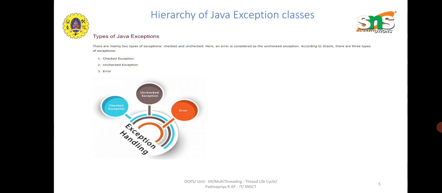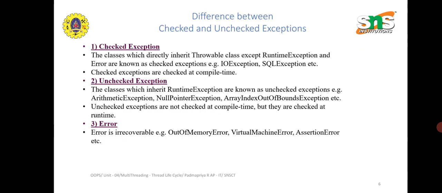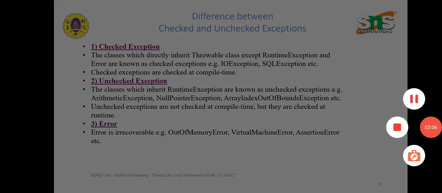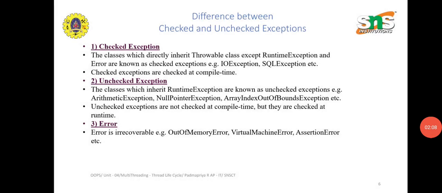Types of Java exception. There are two types of Java exception, checked and unchecked. Here, an error is considered an unchecked exception. According to Oracle, there are three types of exception: checked exception, unchecked exception, and error. The difference between checked and unchecked exceptions: the classes which directly inherit the Throwable class, except RuntimeException and Error, are known as checked exceptions.